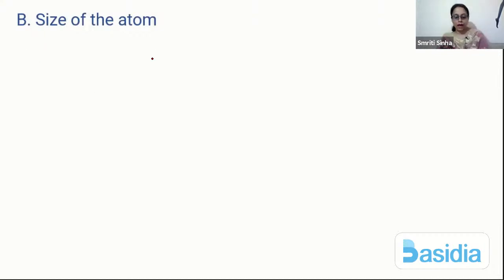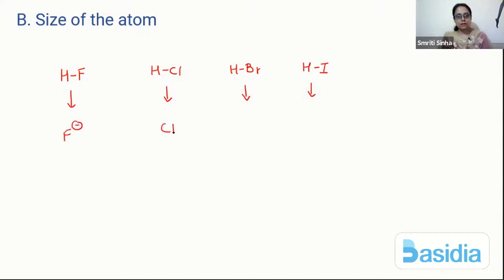Next is the size of atom. So how does size of atom affect acidity or basicity? Here we'll compare some acids, that is HF, HCl, HBr and HI. Now we'll talk about the conjugate bases, because after losing the H plus, the acids will form conjugate bases, that is F minus, Cl minus, Br minus and I minus.